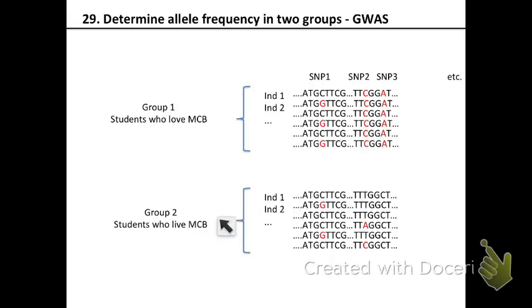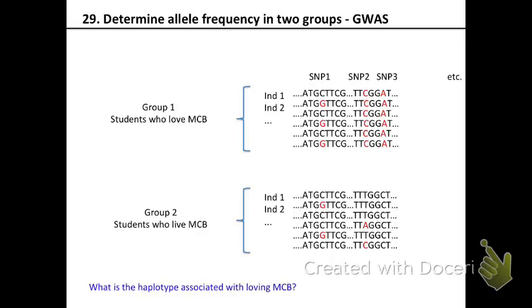Then I look at group 2 at these SNP locations. And what I see is that for this location, I see a similar distribution, maybe. And in this location, interesting, there are not that many C's in the students who loathe MCB. And in this location, there are not many A's in students who loathe MCB, but the students who love MCB have a lot of A's, right?